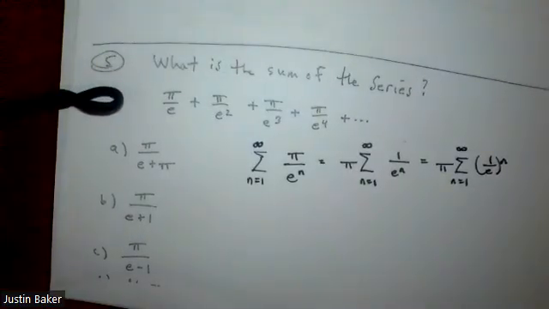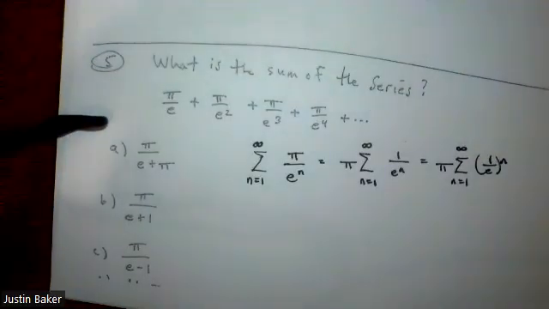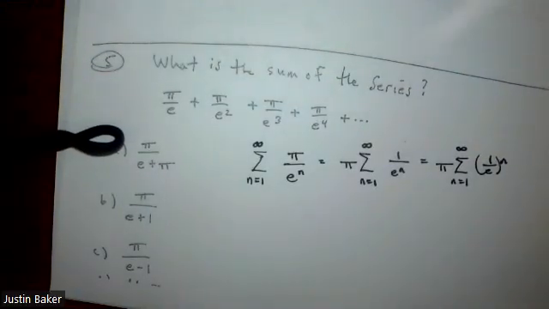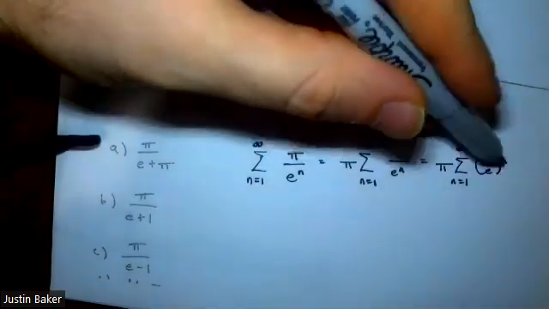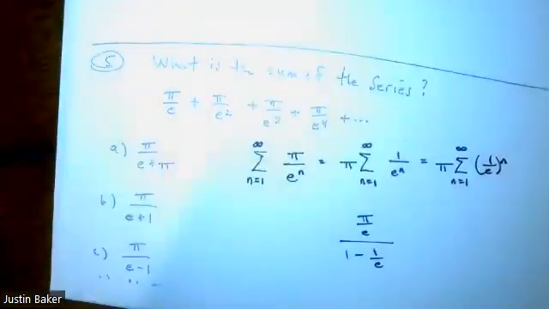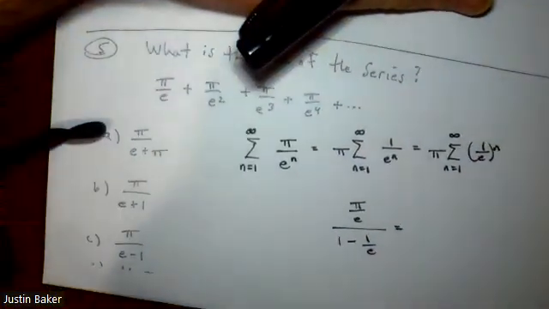So when we go through and do that, it's going to be first term. So what is the first term? The first term is going to be, if you plug a 1 in, that's 1 over E, but then times pi. So it's pi over E is the first term over 1 minus the ratio. And then we got to clean that up and see what we get.